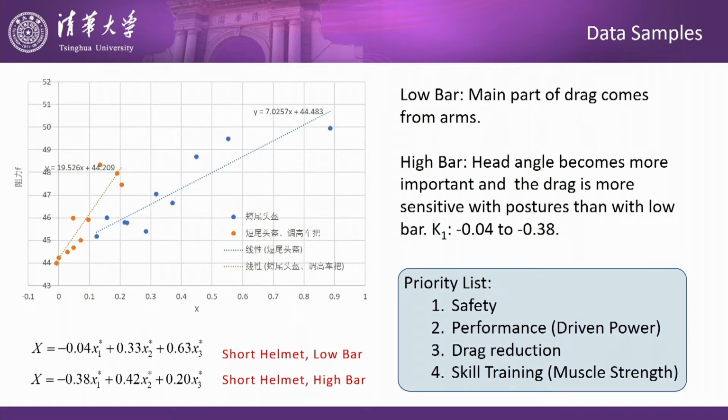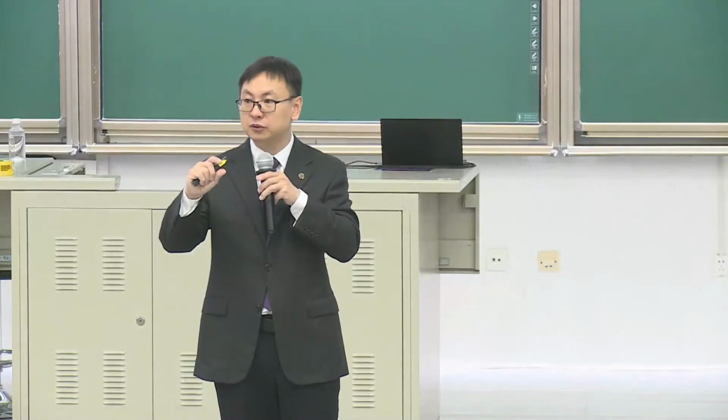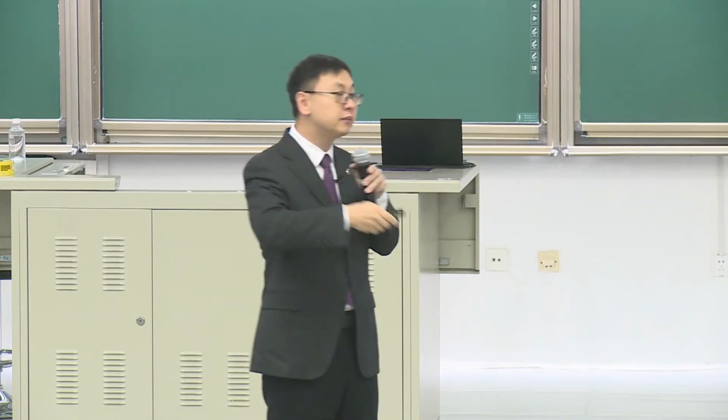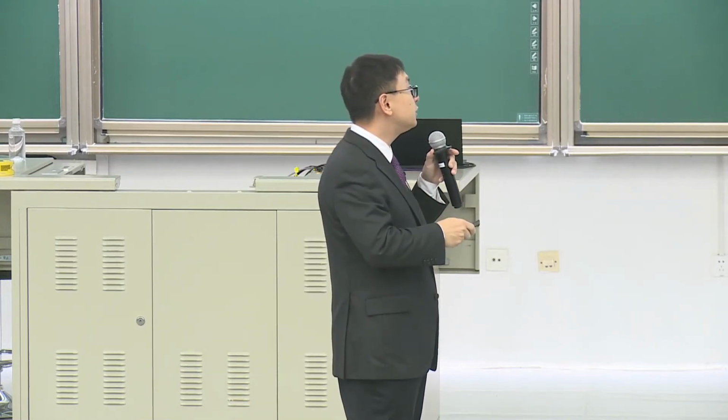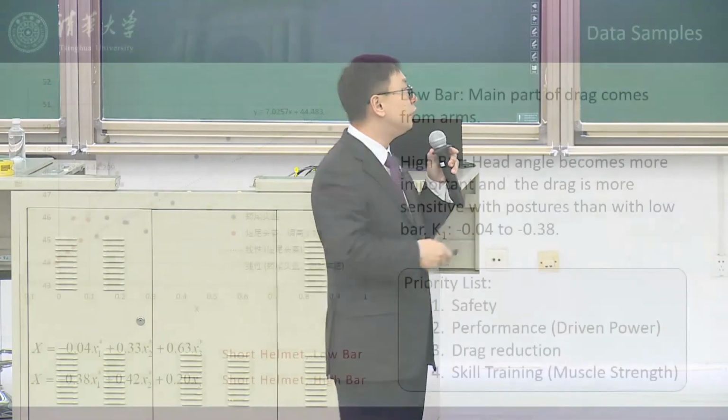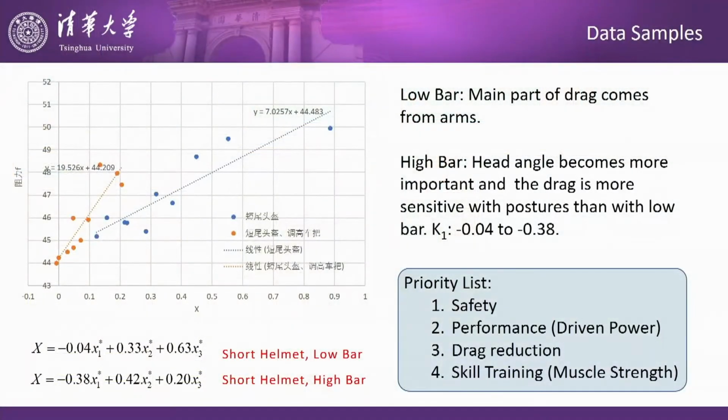However, if we change to the high bar, the high handle is just 2 centimeters higher than the original one. And suddenly the constant jumped from 0.04 to 0.38. And the arm constant changed from 63 to 20. That means with a higher bar, it's sensitive to the head, not the arm anymore.